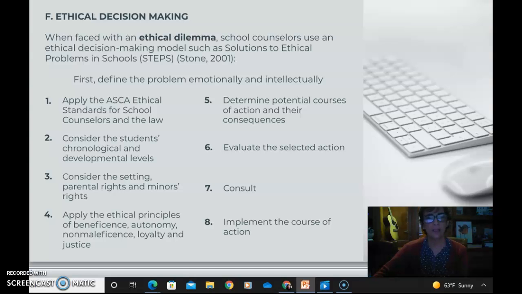Number 1, apply the ASCA ethical standards for school counselors and the law. Number 2, we should consider the students' chronological and developmental levels. Number 3, we should consider the setting, parental rights, and minors' rights. Number 4, we should apply the ethical principles of beneficence, autonomy, non-maleficence, loyalty, and justice. Number 5, we should determine potential courses of action and their consequences. And number 6, evaluate the selected action. If still in doubt, we should consult with other professionals. And finally, we should implement a course of action.